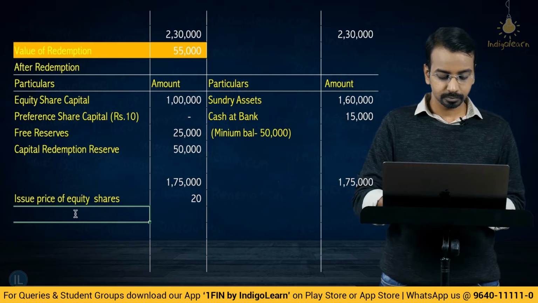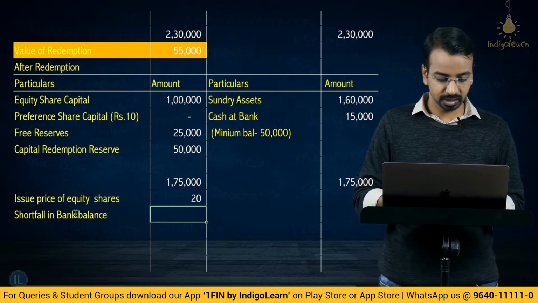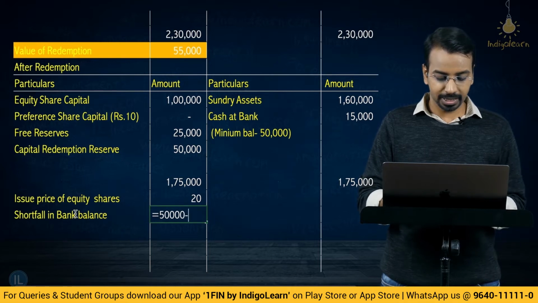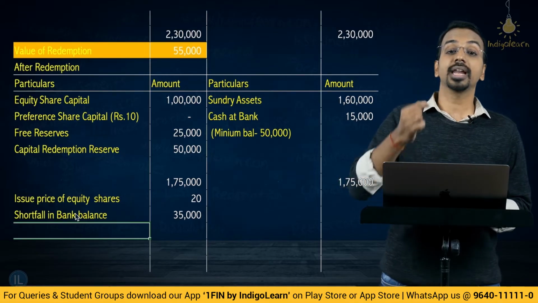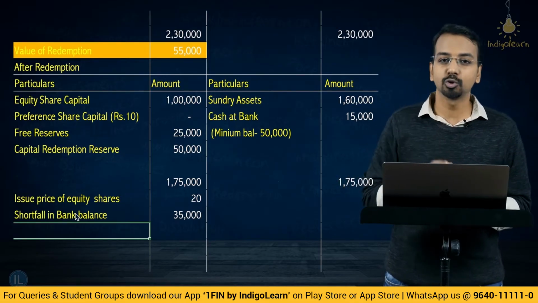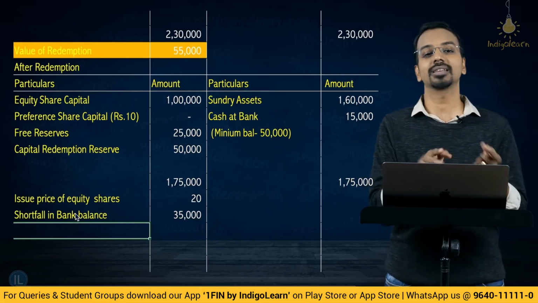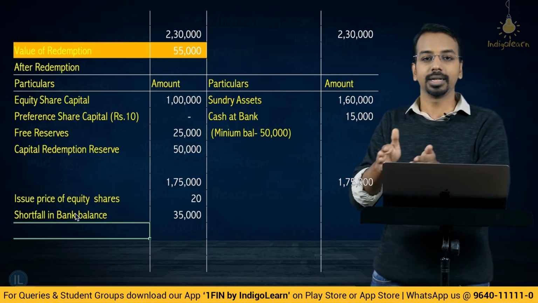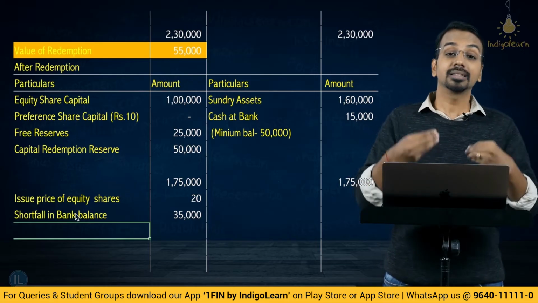So the shortfall in bank balance is 50,000 minus 15,000, which is 35,000. I can issue each share at 20. So how many shares should I issue to collect 35,000? See, the thinking has to change depending on the requirement of the question. If it was from the angle of CRR, which we will come to in the next scenario, we would have taken only face value. But here, I am saying I need 35,000.